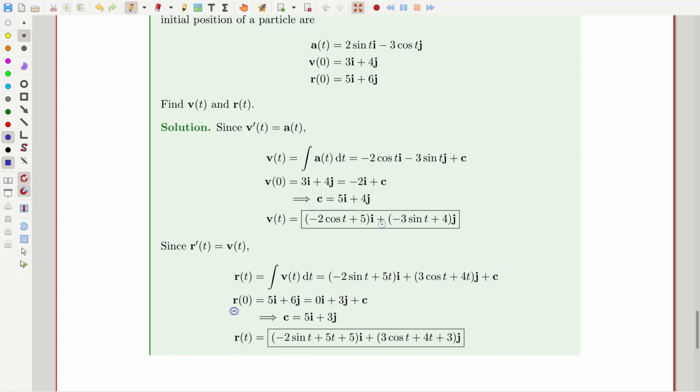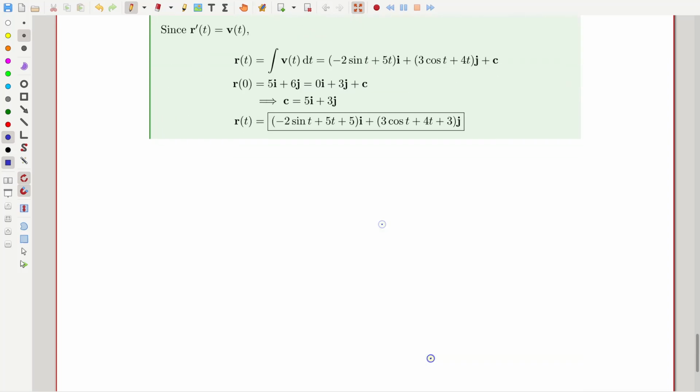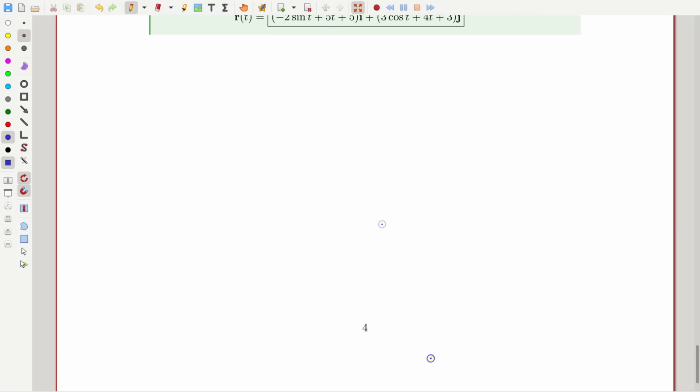Plugging 0 into the position function, our given data tells us it should equal 5i plus 6j, but when we compute it, we end up with 0i plus 3j plus a constant. So solving for the constant, we move the 3j over, and we get 5i plus 3j as the constant. And then plugging this back into r of t that we calculated and regrouping, we get this final expression for the position function. And so that's everything we're asked to do. And that's all I've got for this topic.